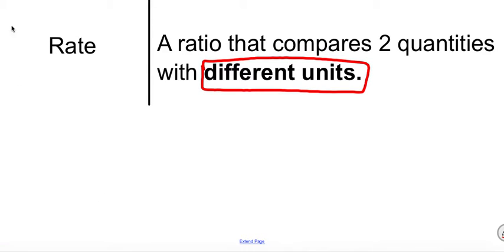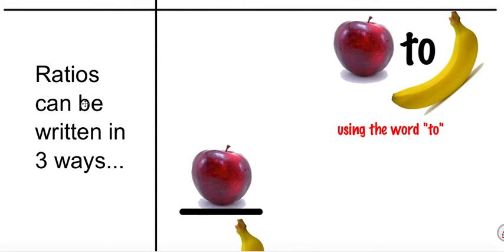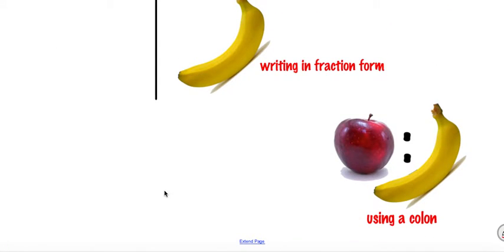All right, let's move into some examples. When I write a ratio, I can write it in three different ways. If I was going to compare fruit, because again, ratios have the same unit, so these are all fruits, I can write it using the word to, as this first picture shows: apples to bananas. I can write it in a fraction form, and I can write it in a form using a colon.